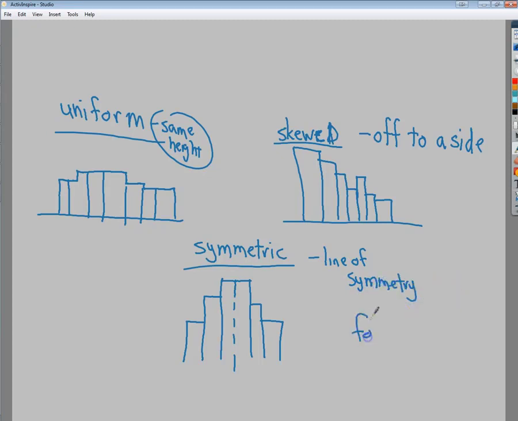Or you can fold it over. So that's enough of that. Let's do some.